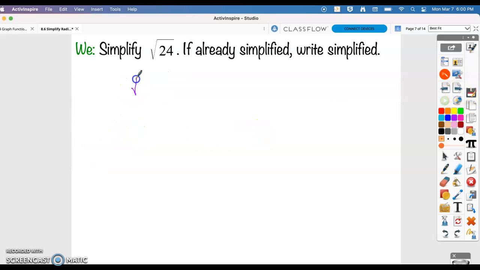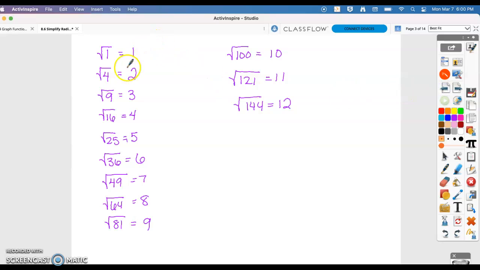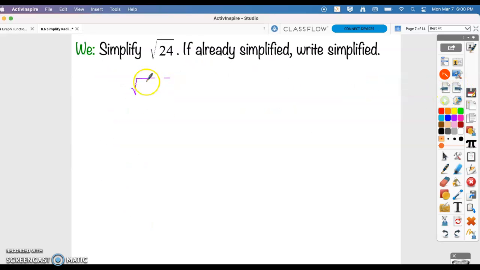24. So again, try to think of that list of the roots that we had on there, looking for a number I can multiply to get 24. And square root of 24, I can take 4 times 6. 4 comes out as a 2. What would be left is 6. So 2 square root of 6.